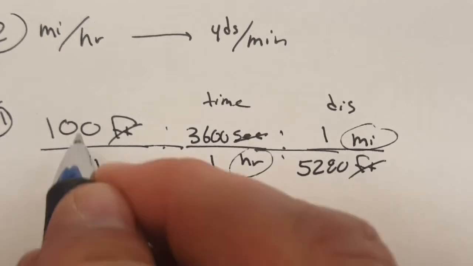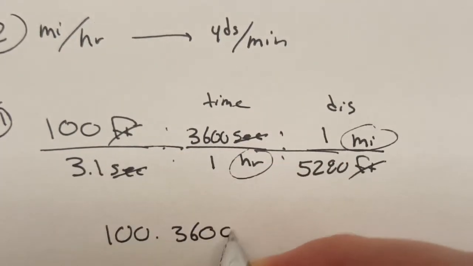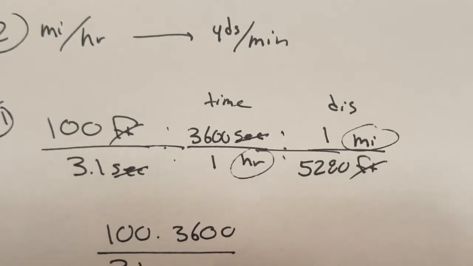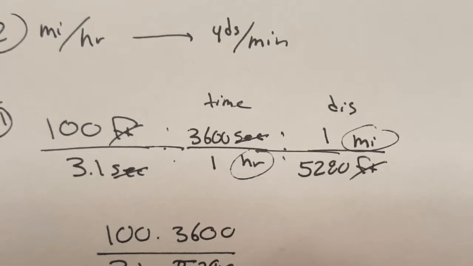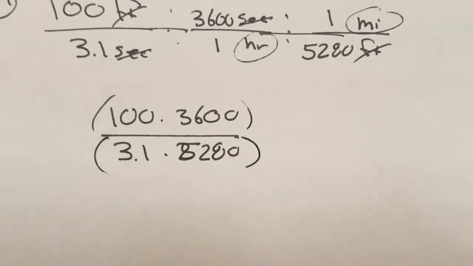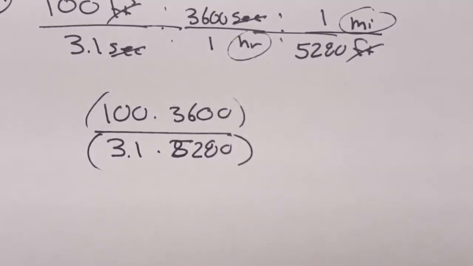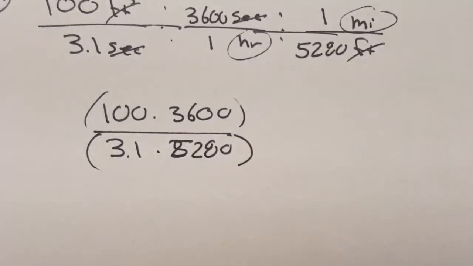Now let's do the math here. 100 times 3,600. It's going to go on top. And then 3.1 times 5280 on the bottom. So if you punch that in your calculator like this, you should get yourself a little bit of an answer. Let's see what Mr. Calculator says for me right here. Oops, it's kind of fuzzy there, sorry. I'll do it off screen, then I'll show it to you in a second. So 100 times 3,600, divide by 3.1 times 5280.